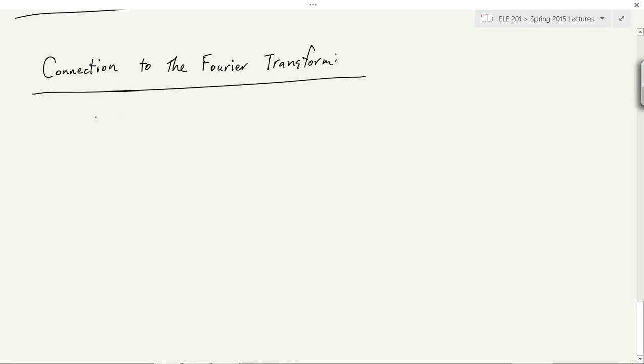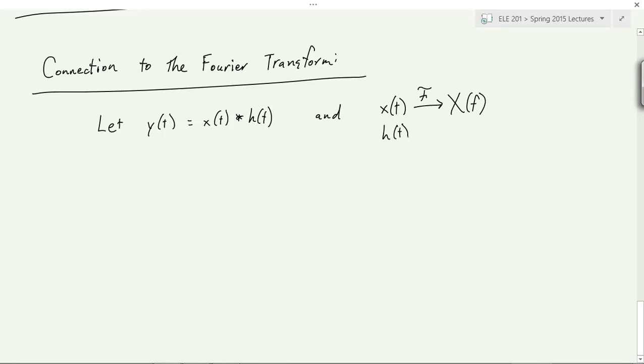Okay, so consider a convolution. Let y of t equal x of t convolved with h of t, okay? And let's just define that the Fourier transform of x is capital X of f. Fourier transform of h, we'll call that capital H. We're just keeping things general. This is just to represent some arbitrary x, some arbitrary h, and their Fourier transforms.